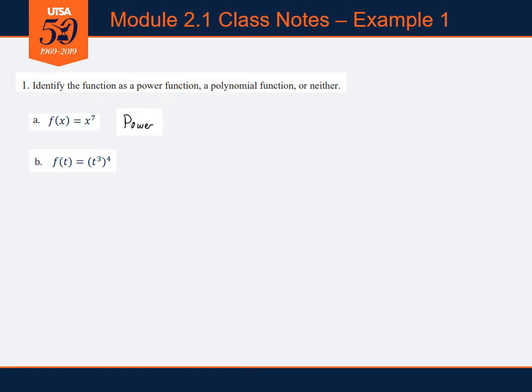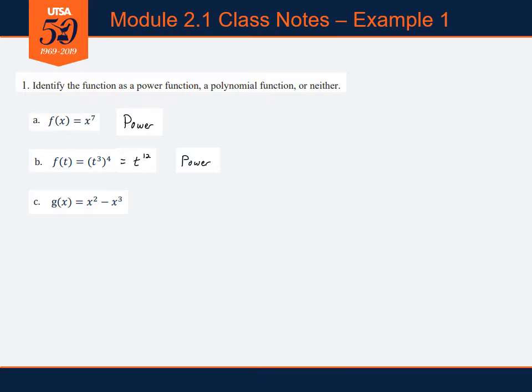Part B has f of t, and it doesn't matter that we changed the variable name. Now we're just using t instead of x, which is fine. We've got f of t equals t cubed to the 4th power. And we see that we have a single term raised to not 1 power but 2 powers. But we know from our exponent rules that a power to a power can be simplified. And we can multiply, getting f of t simplifies to just t to the 12th power, which is the variable raised to a whole number power, and so part B gives us another example of a power function.